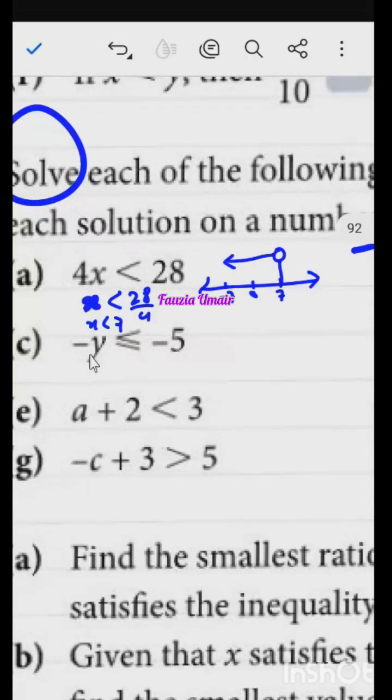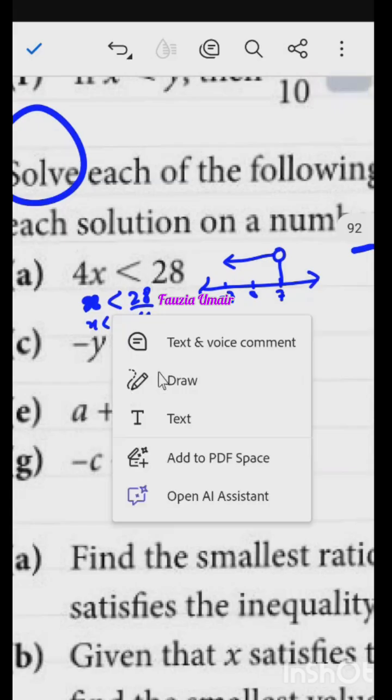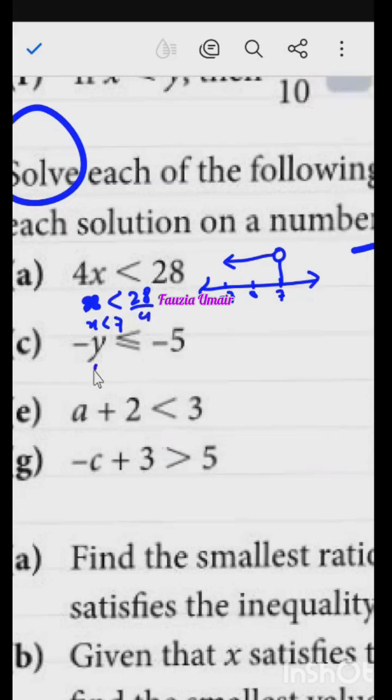So next is minus 5 is less than or equal to minus y. So what will happen here? The inequality will be reversed. So it will be y is bigger than or equal to, and the signs will be changed: minus 5 by minus 1 hoga na.